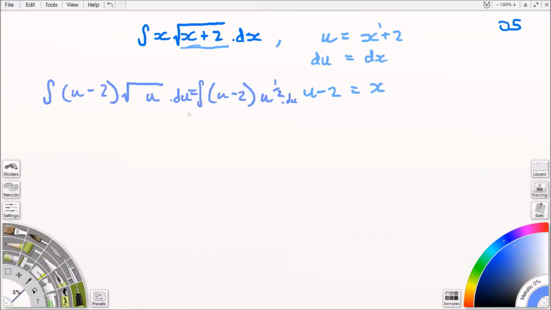Okay, so the next step I'm thinking would be to expand the brackets. So the integral, I'm going to start putting equal signs in.